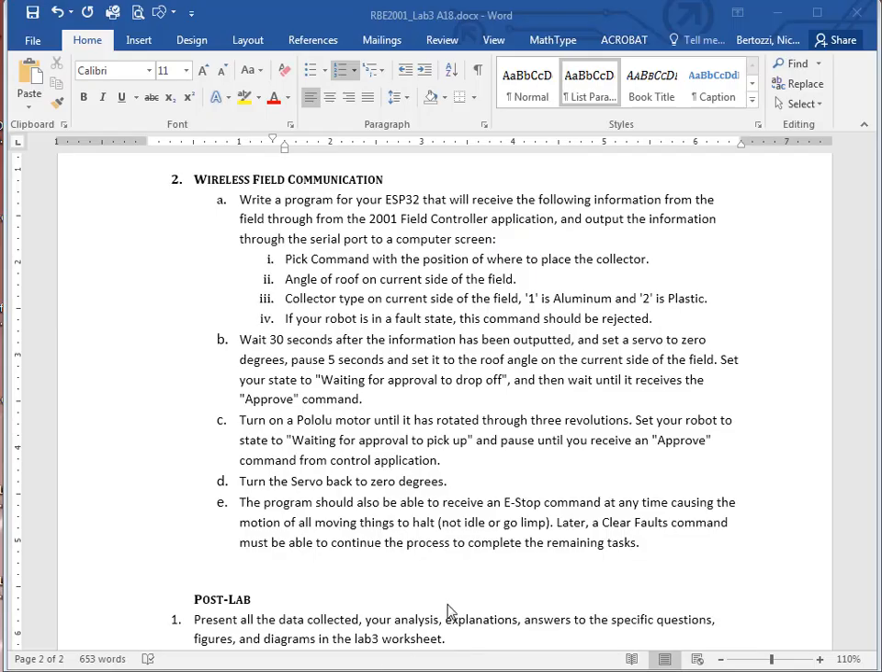Okay, the other thing you're going to do in this lab is try to work out the wireless field communication. What we've set up here is the task. If you can complete these tasks, then a lot of the programming you'll need for your final project should be ready, because these will be very similar to the things your robot will have to be programmed to do for the final project. So anyways, hope you have a good time doing this lab.